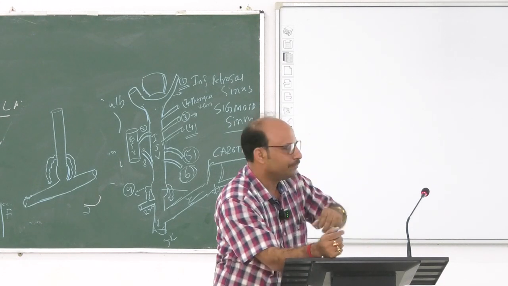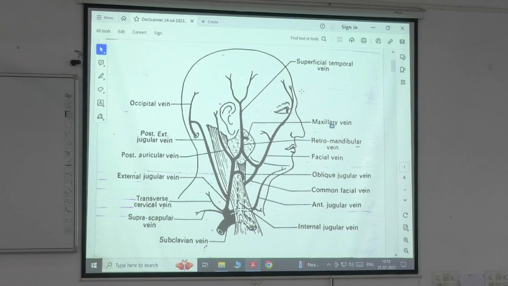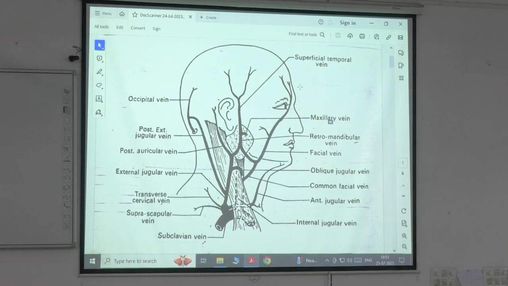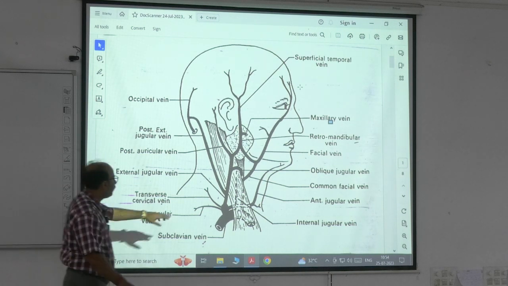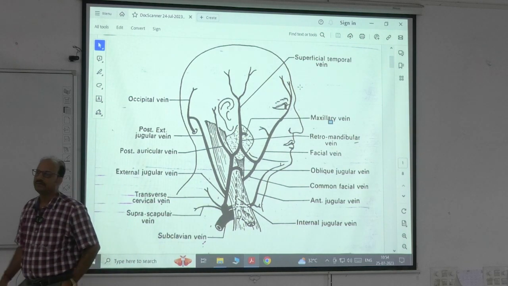Look at the picture here and tell me while looking. You see here, the maxillary vein and superficial temporal vein form the retromandibular vein. And the retromandibular vein divides into two divisions, anterior division and posterior division. The anterior division joins with the facial vein to form the common facial vein, and the posterior division joins with the posterior auricular vein and forms the external jugular vein. And this external jugular vein drains into the subclavian vein.